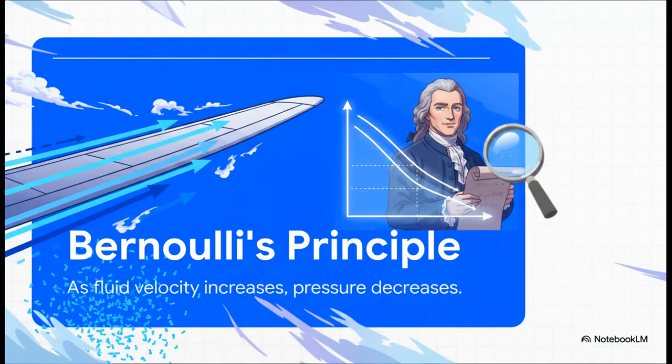Enter Daniel Bernoulli. About a half-century after Newton, Bernoulli mathematically proved this exact principle. Bernoulli's principle simply states that as the velocity of a moving fluid goes up, the pressure inside that fluid goes down. It's a high-speed, low-pressure reality. And honestly, this is the master key to understanding how we shape modern aerofoils to completely manipulate the sky.